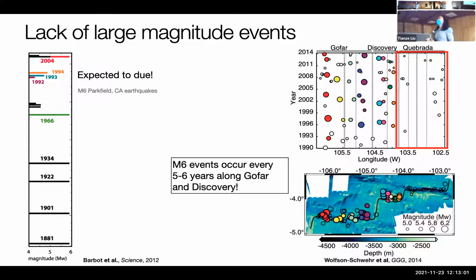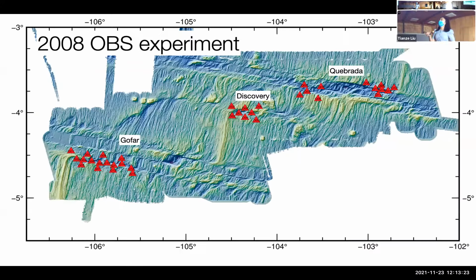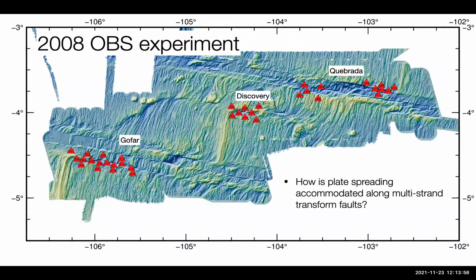However, for Quebrada, we don't see a lot of magnitude larger than 5 events. Given they are close in space, what happened to Quebrada that causes a lack of large magnitude events? With this anomalous behavior along the Quebrada transform fault, we will use OBS data to investigate the plate spreading behavior along Quebrada. The data that we will use in this study come from a 2008 OBS experiment. There were seismometers deployed along the three fault traces. However, the data along the Quebrada transform fault were not analyzed yet, and we took this advantage to test the data and try to answer the question: how is plate spreading accommodated along the multi-strand Quebrada transform fault?